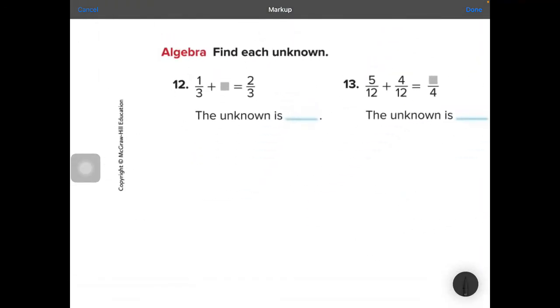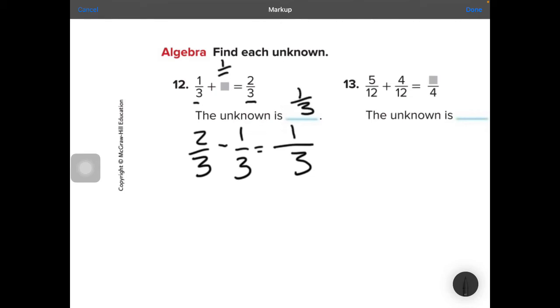Algebra, find the unknown. Okay, so we have an addition problem here. We have an answer and we have part of the equation. And the opposite, well, it's not a division problem, it's an addition problem. The opposite of addition is subtraction. So we could go 2/3 subtract 1/3. Now our denominator is going to be 3, and then 2 subtract 1 will be 1. So the unknown number that goes right here is 1/3.